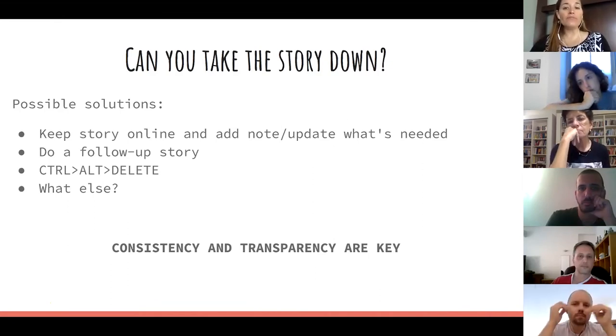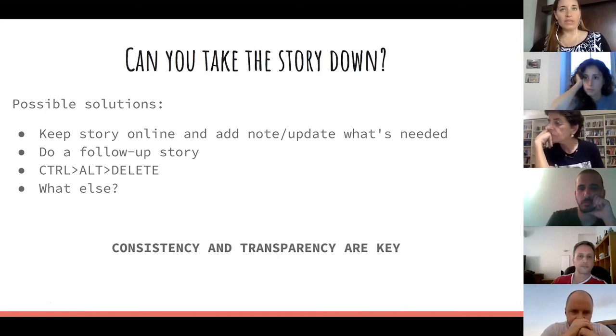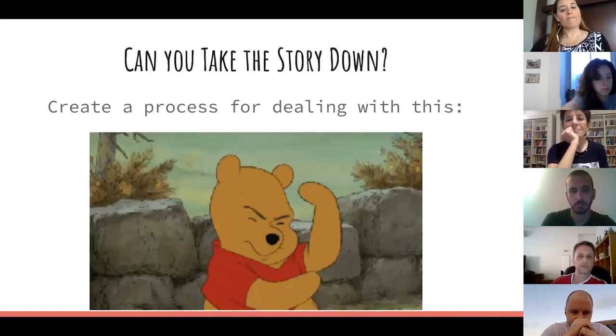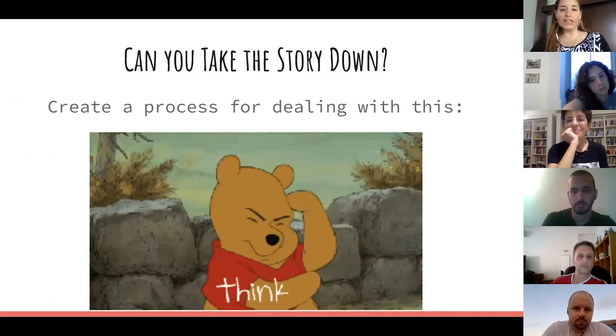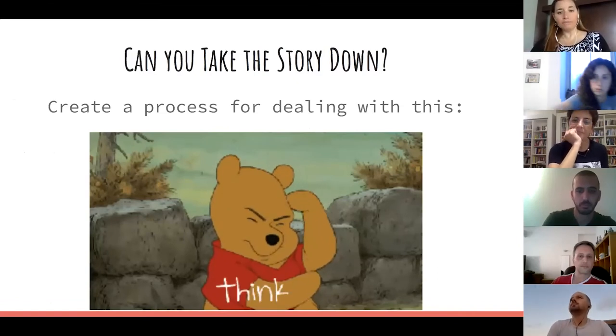And then whatever you decide to do, make sure you're transparent about it, and you do it on every single piece that was shown. So if it was a piece online, did you also update the Facebook post, or reshare on Facebook, or reshare on Twitter, or in your newscast? So really, with that, for taking a story down, create a process for dealing with it. If you can write it down and be consistent, that's super helpful.